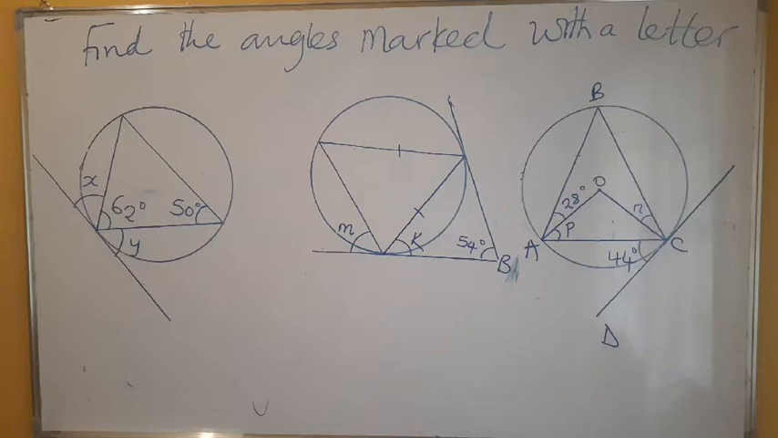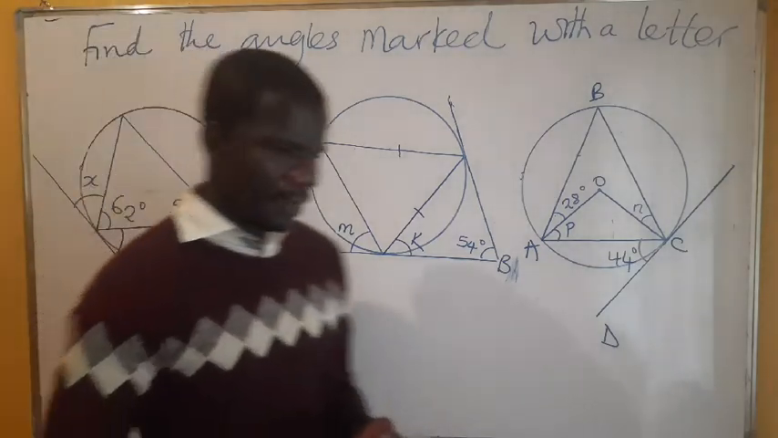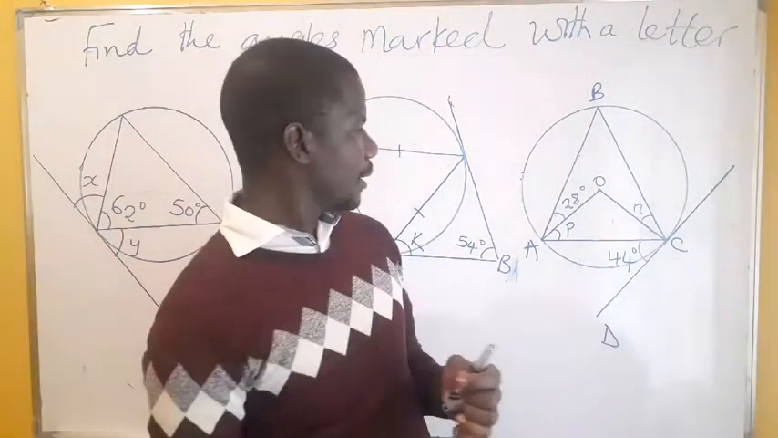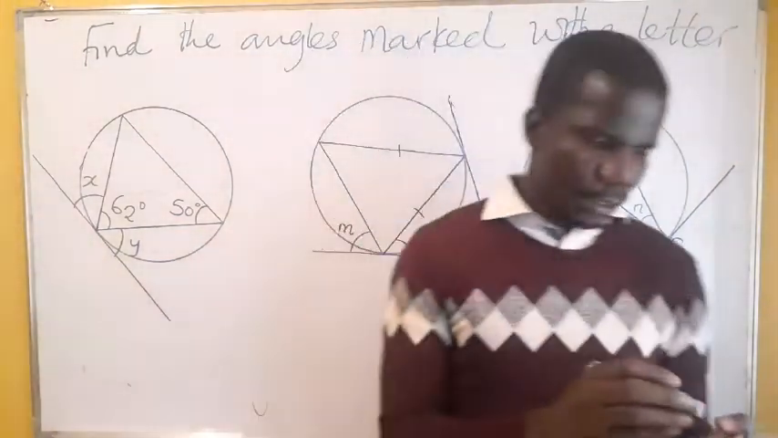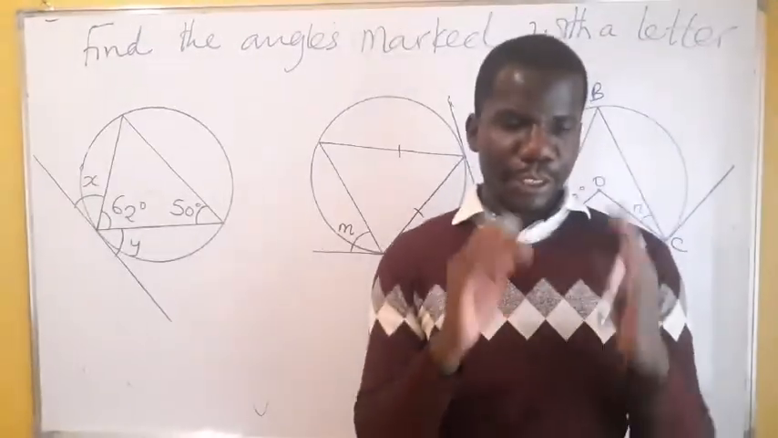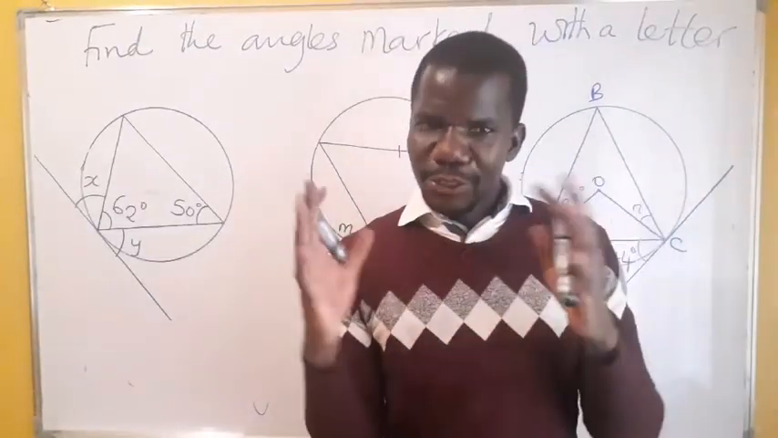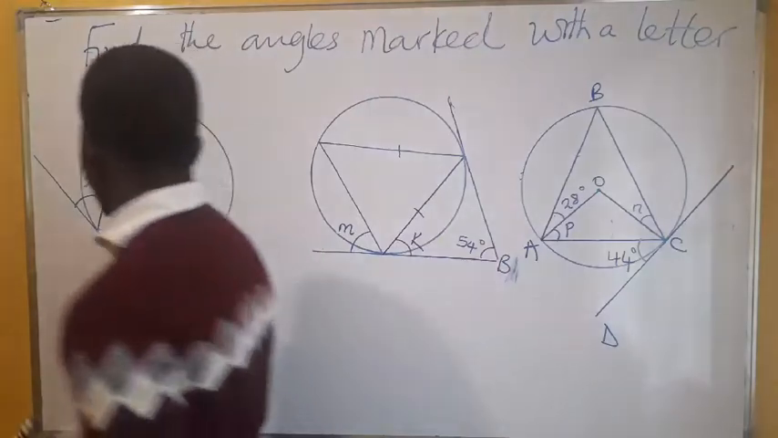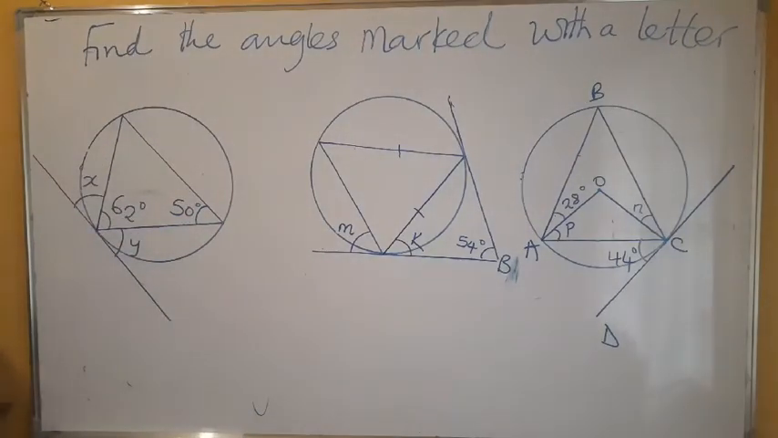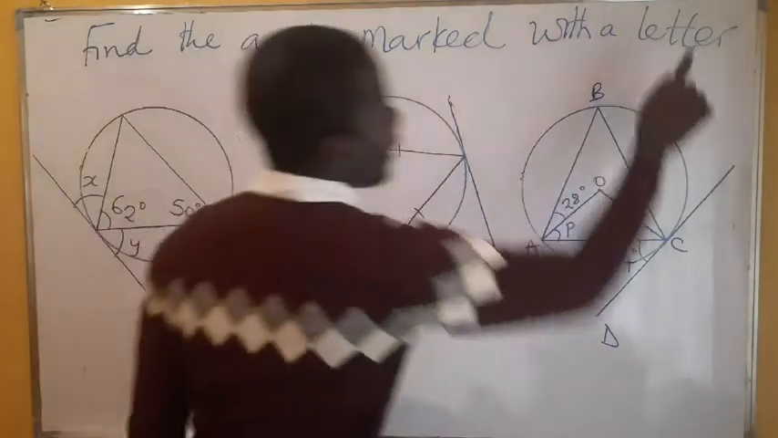Okay, they're clear. So we start with the first one. Remember, what are we using here? We are using those rules or those theorems, three of them. If there is any other which is appropriate, such as those that have to do with the angles in a triangle, we are going to apply them as they come. The first thing here, we want to find the value of x and y. Find the angles marked with a letter.